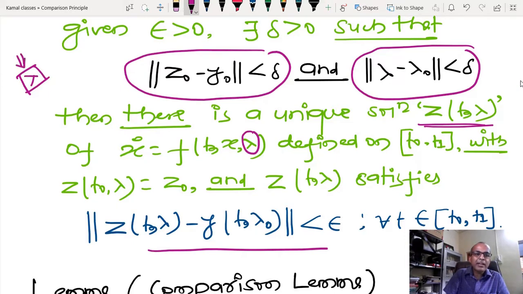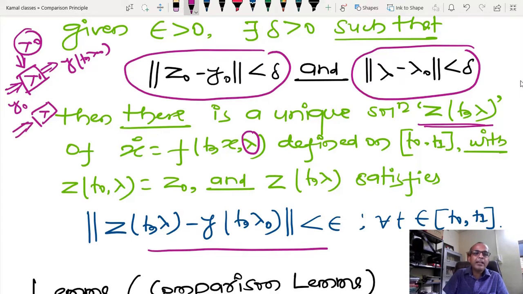During mathematical modeling, suppose I am not able to estimate the exact parameter, I am just able to estimate the nominal parameter lambda 0. If you give some initial condition y0, at that time, with lambda 0, you have some kind of solution, that is y(t, lambda 0). Now in the same system, suppose this lambda 0 is changed to lambda, and you give z0, at that time your solution is z(t, lambda).